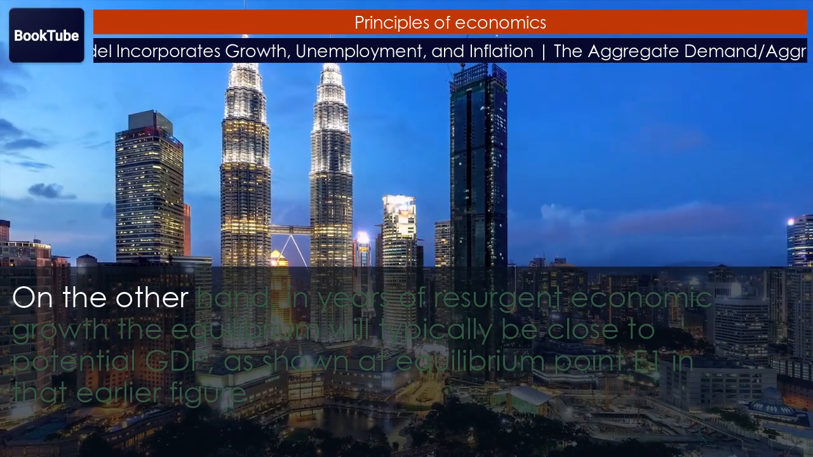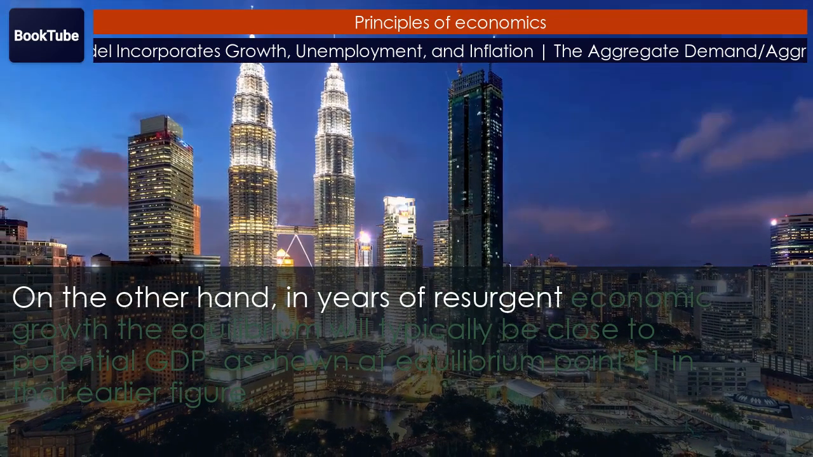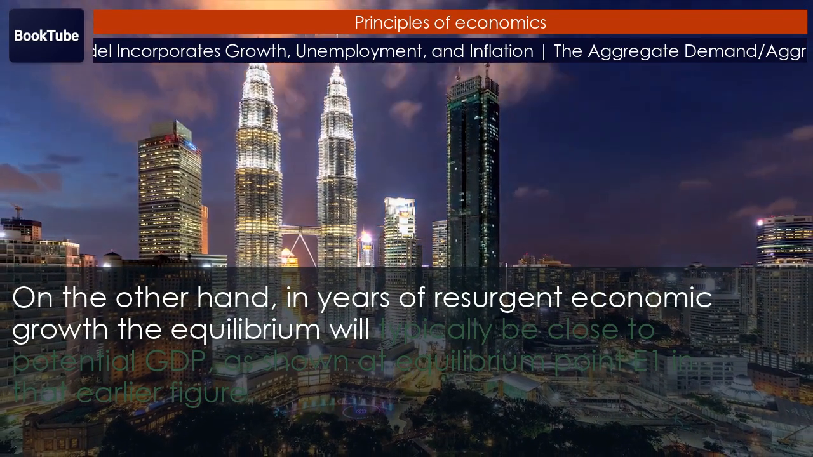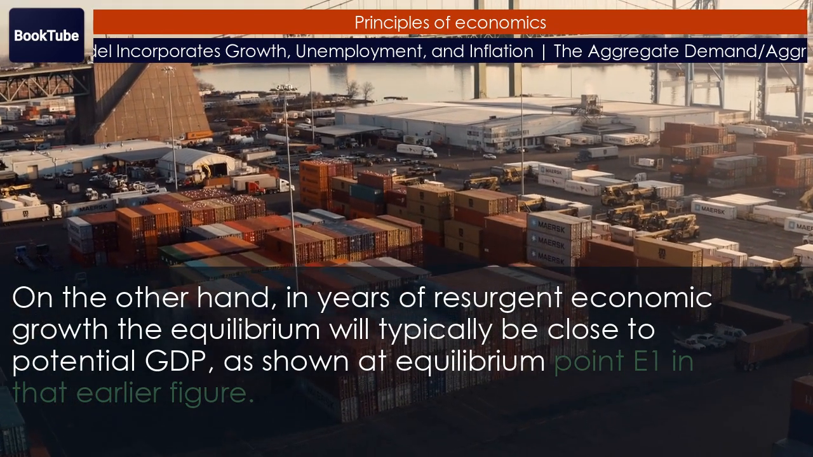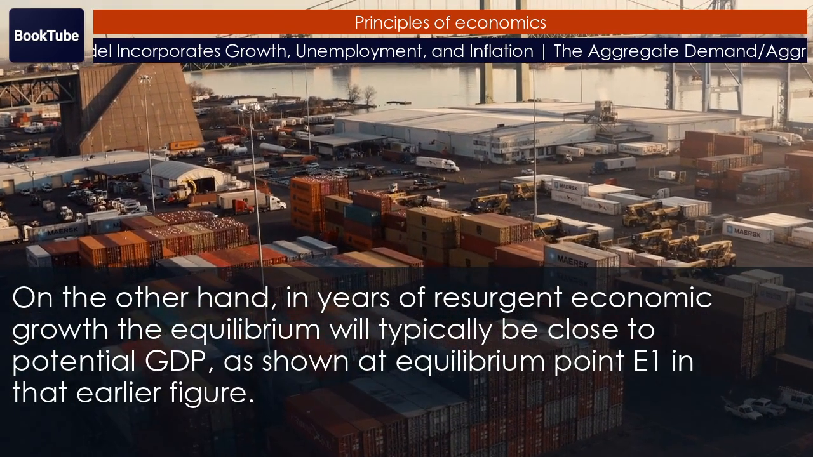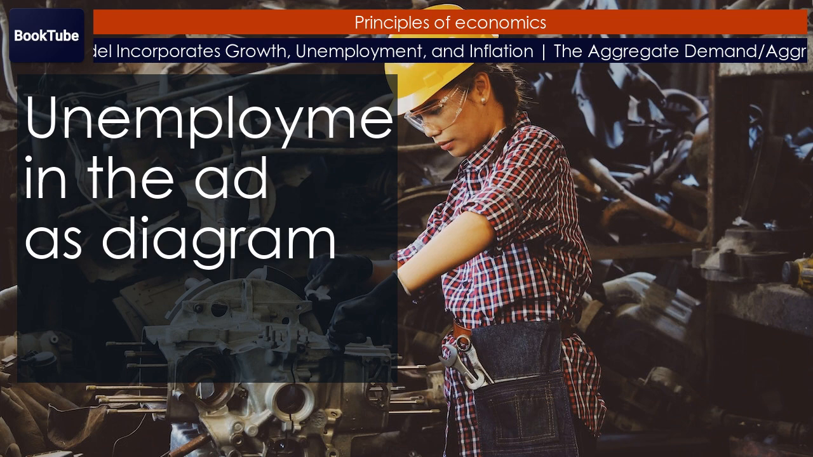On the other hand, in years of resurgent economic growth, the equilibrium will typically be close to potential GDP, as shown at equilibrium point E1 in that earlier figure. Unemployment in the AD-AS diagram.